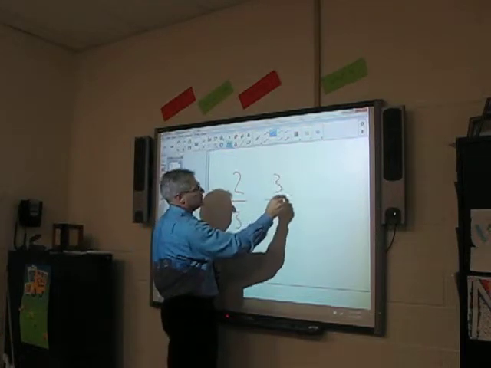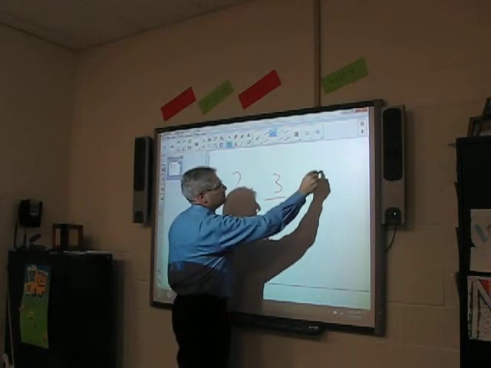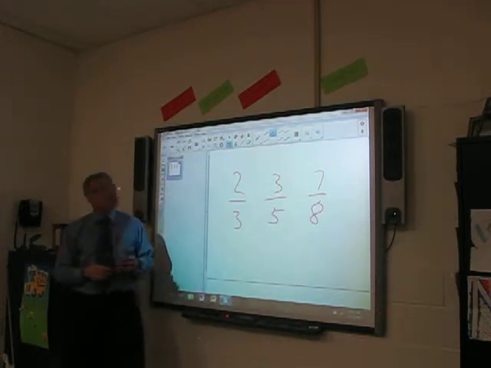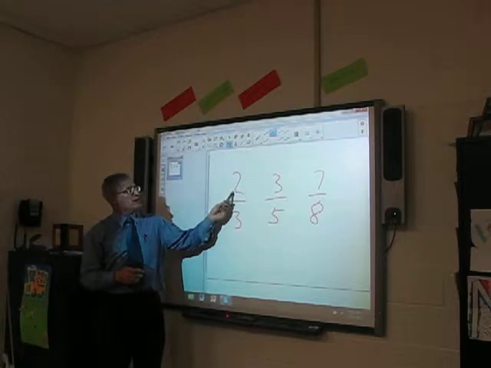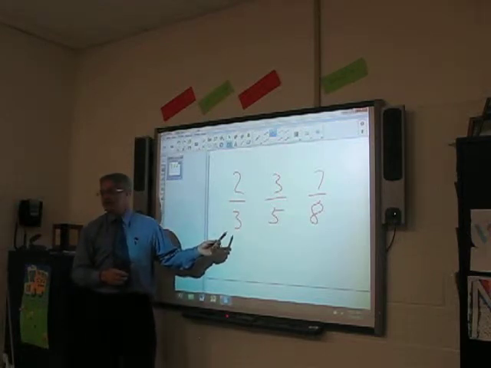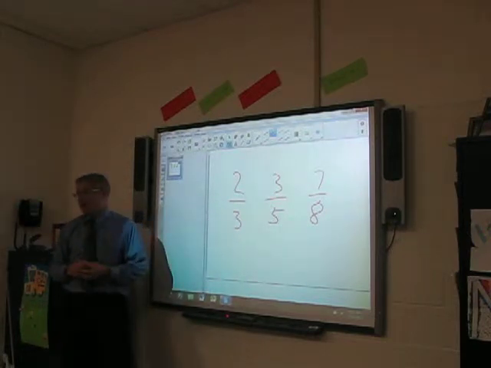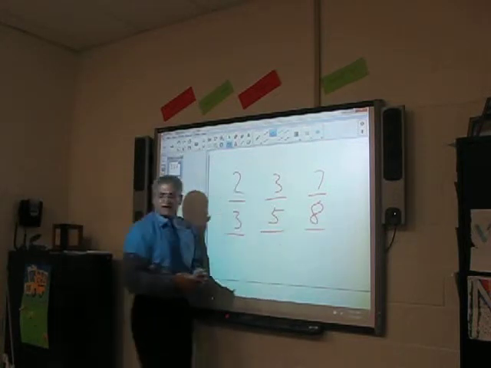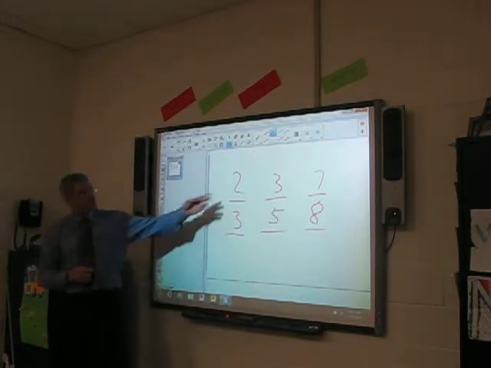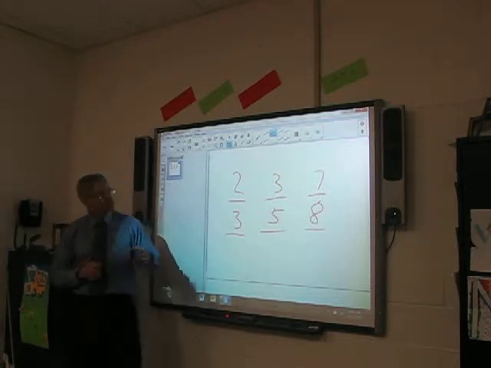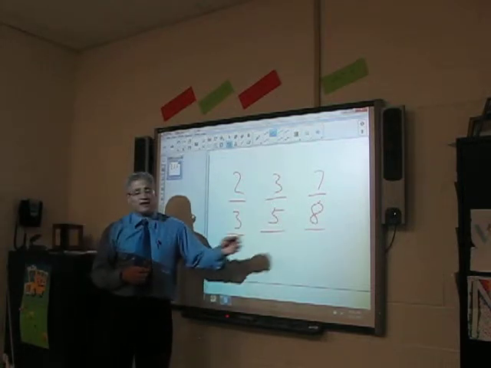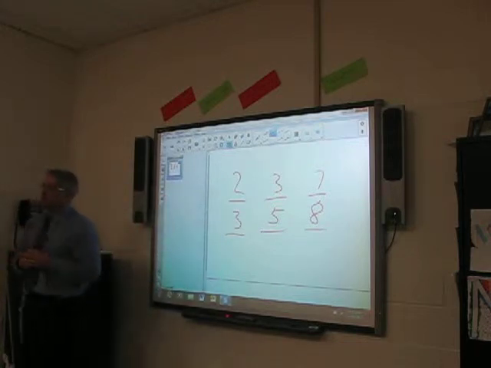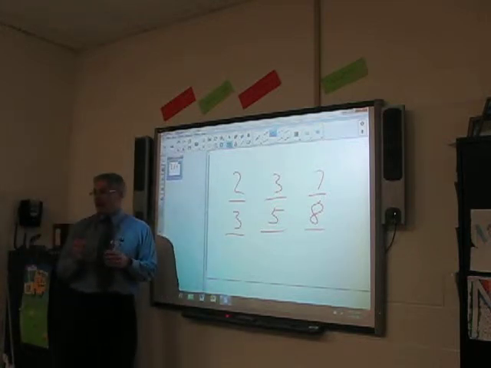2/3, 3/5, 7/8. In the fractions we've been dealing with, the numerator is always smaller than the denominator. It always means less than 1 of the whole. 2/3, not quite 1. 3/5, not quite 1. 7/8, not quite 1. Today, we're going to talk about mixed fractions. That's going to be a fraction with a whole number and a fraction.